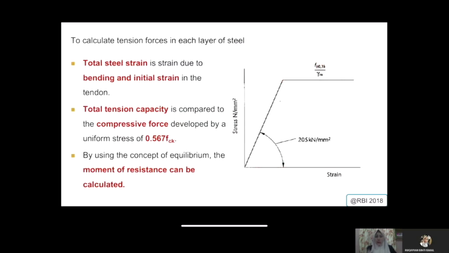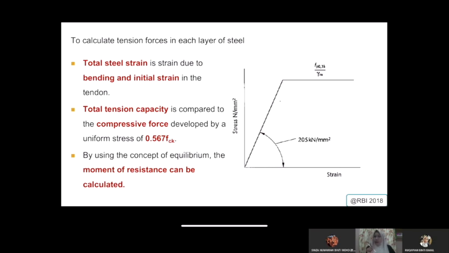In terms of calculating tension forces in each layer of steel, we could have a few layers. It's not going to be only one layer of tendon. It could be two layers, probably three layers, depending on what we have designed for our beam. So in general, the total steel strain is due to bending and also the initial strain in the tendon. So we consider that the total is not only going to cater for bending, but we also have to include the condition of initial strain.